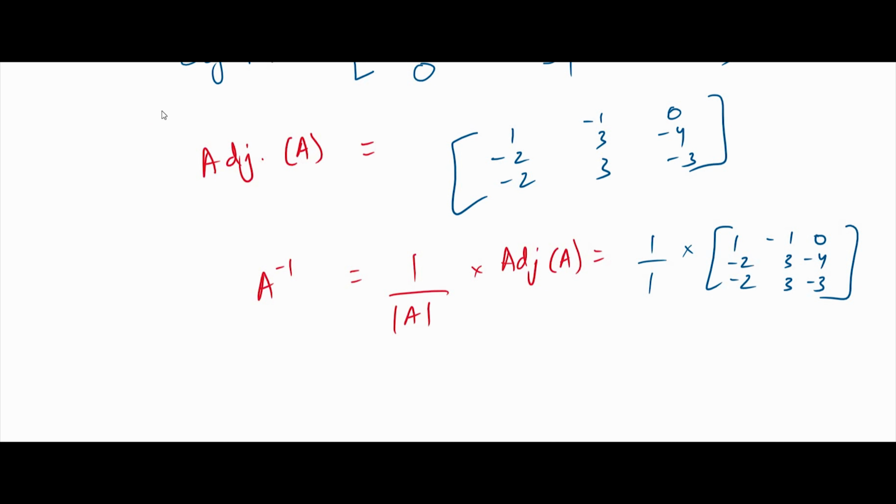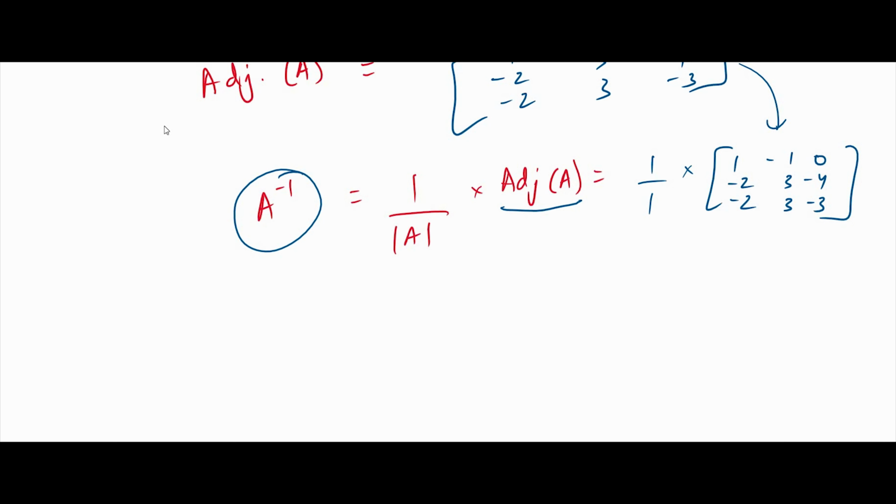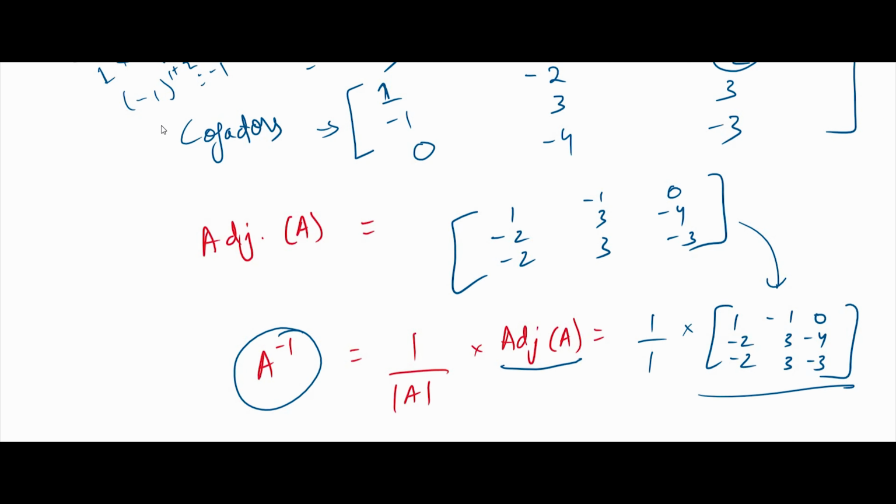And now the inverse of A, A to the power minus 1, is 1 by the determinant value of A into the adjoint of A, right? So I'll put the value of the adjoint of A, and then I'll divide it by the determinant value of A, that is 1, which we found here. So that's the inverse of matrix A, right? So it's a very simple process of finding the inverse of a matrix.